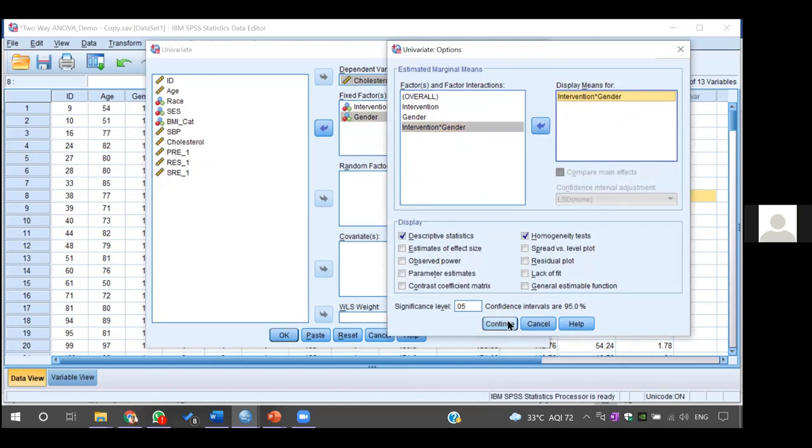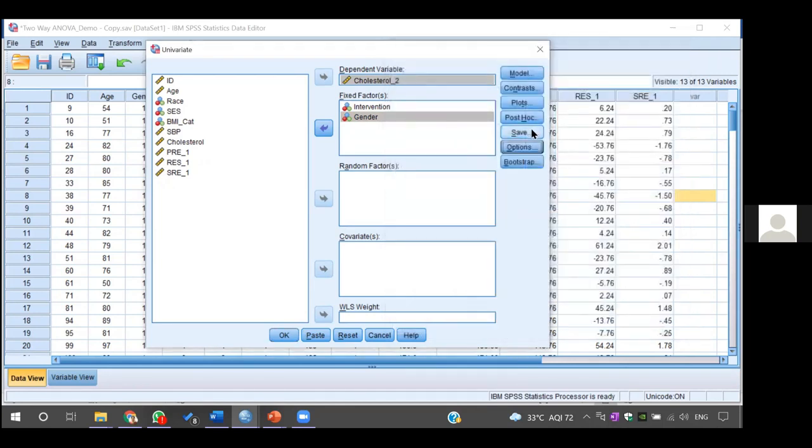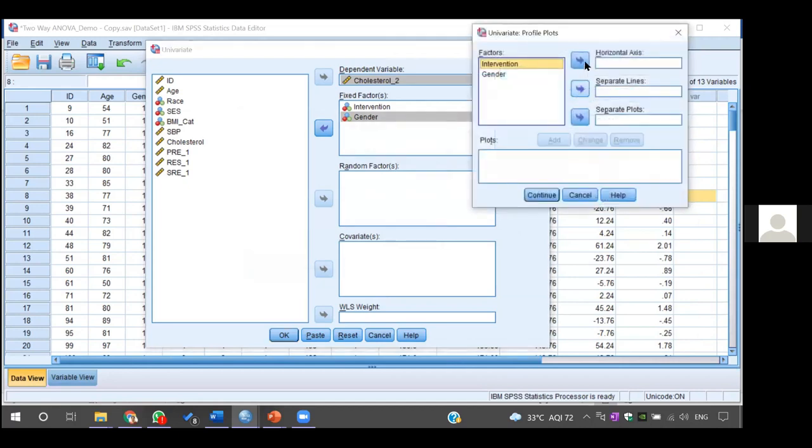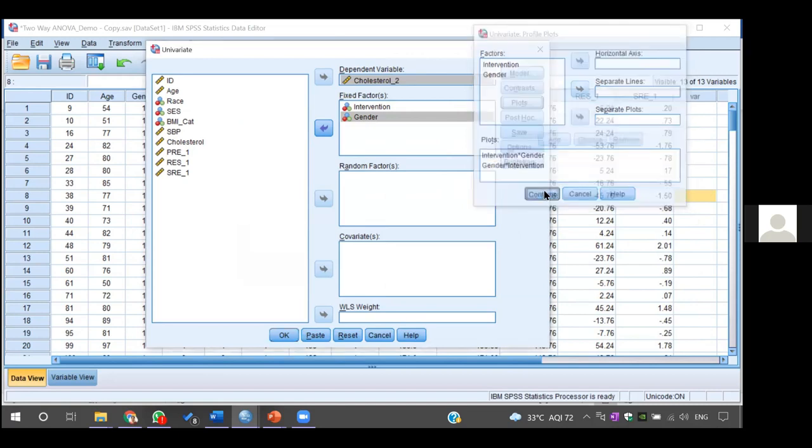this is already ticked. And then I'll go to this plots. What I did, I have moved this and this gender. I want separate lines. Then I press add. Then I have moved this gender. I want separate lines for my intervention. So I have moved this and I have kept it, add, and then continue.